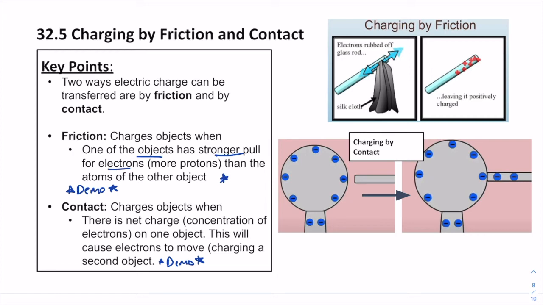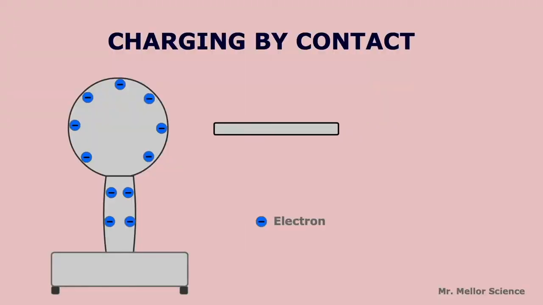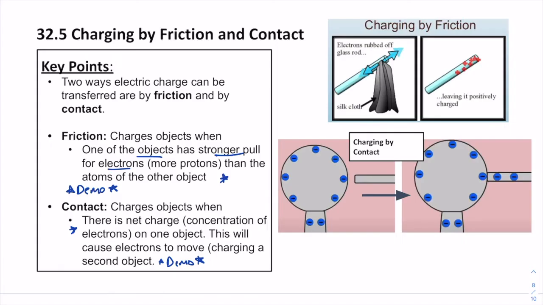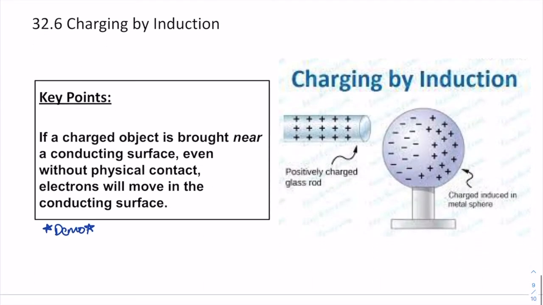Our second way of charging, moving electrons around, is simply through contact. All right. So if we have a net charge on one object and we touch it to another object, those electrons are like, "No, man, I don't like you. Please get away from me." And those electrons are going to jump into that second neutral object, which is now going to become charged. Let's take a quick look at this. This is an animation I made. I like it. Okay. So that is charging by contact.